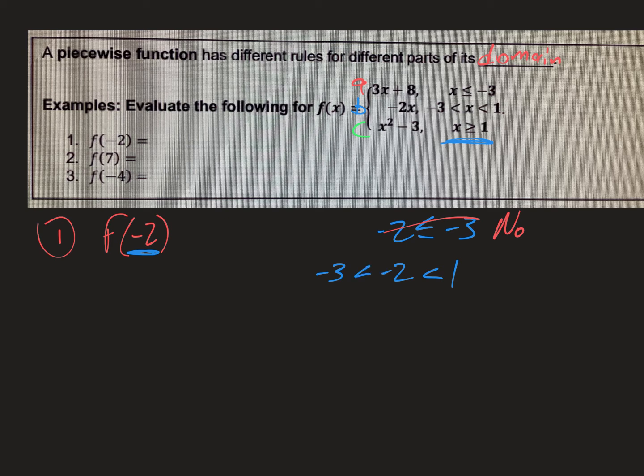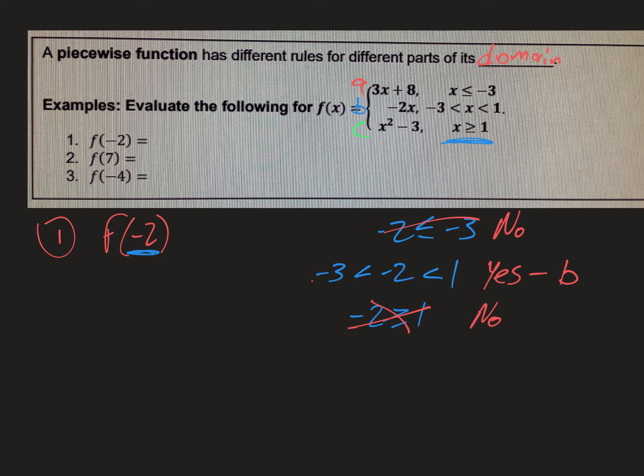Is this true? Yes, this is true. Okay, so it looks like we belong to category B. Let's go ahead and just check the third one just in case. Is -2 greater than or equal to 1? Okay, and you're going to go ahead and say, no, that's not true either. So we obviously belong to category B.